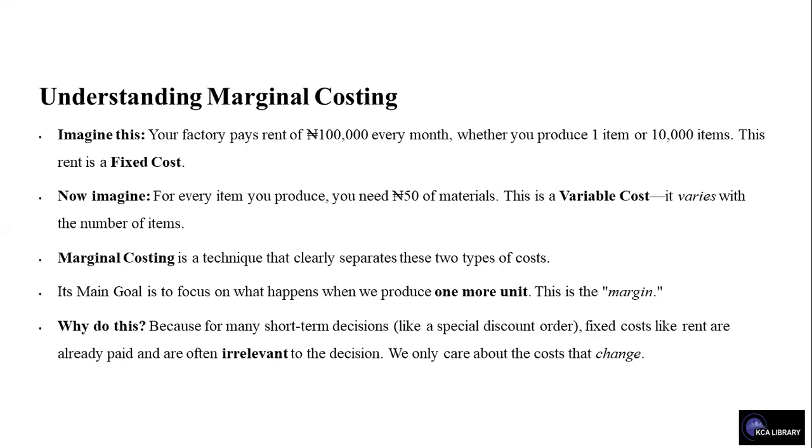Now, having that understanding, what is marginal cost? It is the technique that clearly separates these two types of cost that we are talking about, the fixed cost and the variable cost. And its main goal is to focus on what happens when we produce one or more units. And this is what we call the margin. What happens when we produce one or more units? It is the margin.